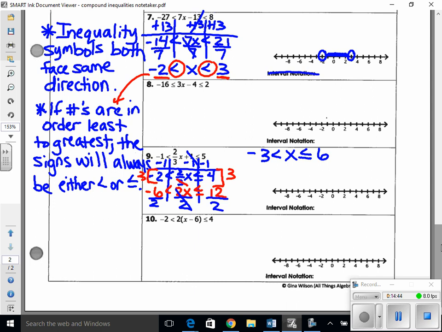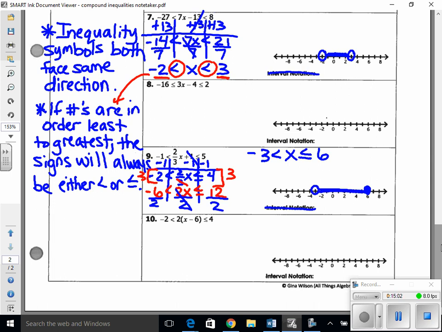All right, now in terms of graphing it, we need to put our dots and our shading piece. Negative 3 is going to be an open circle because it has the less than symbol behind it. 6 has less than or equal to, so 6 is going to be a closed circle. And because x is in between them, we are going to shade in between them.